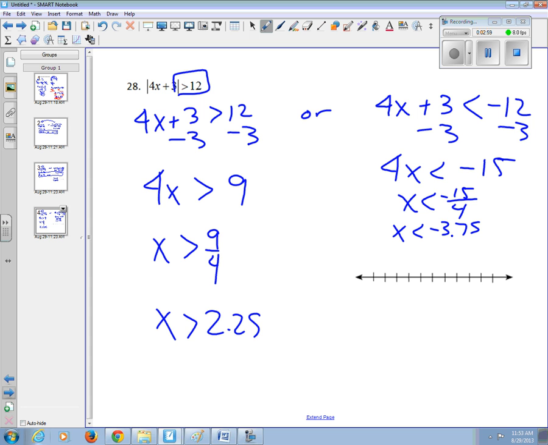So really, if x is less than negative 3.75, just pick a point over there, go left. And then if x is greater than 2.25, pick a point over here and pick everything greater.